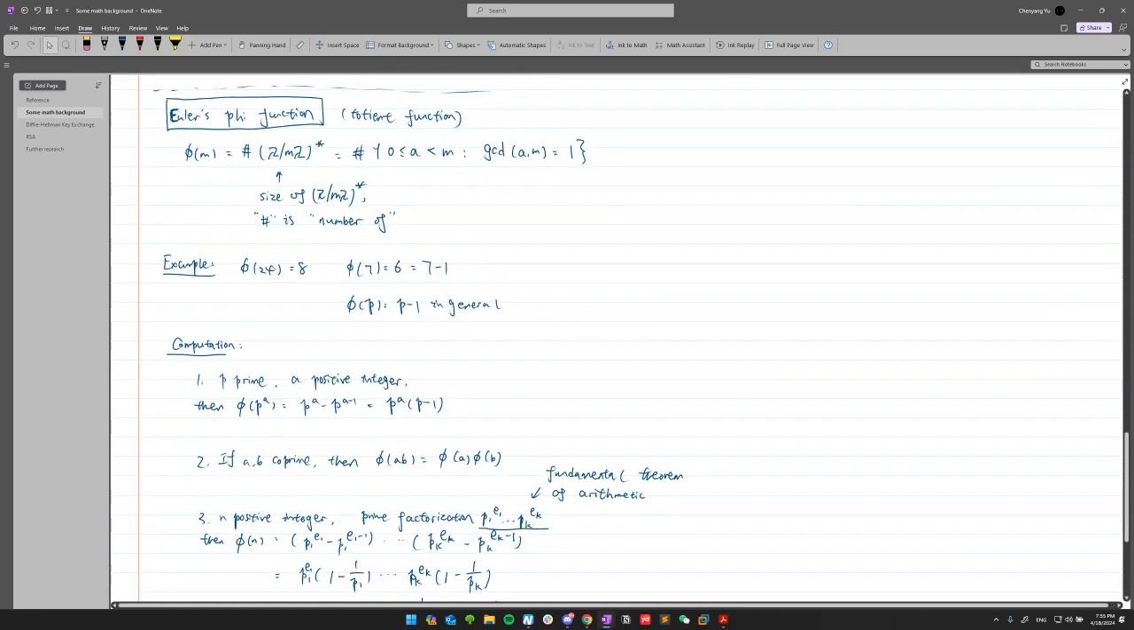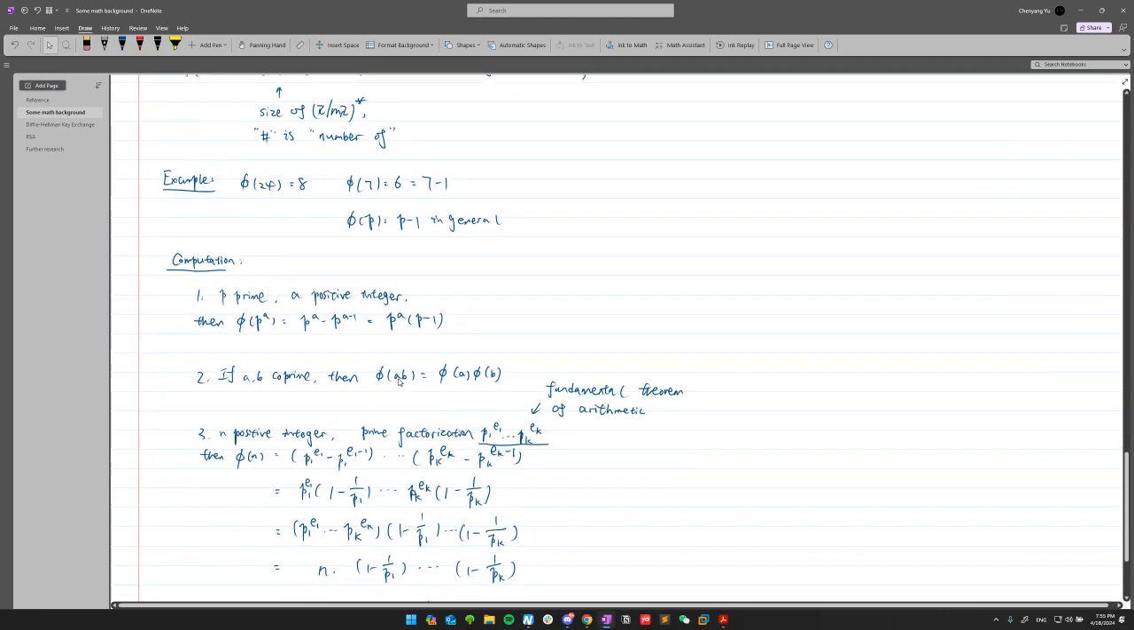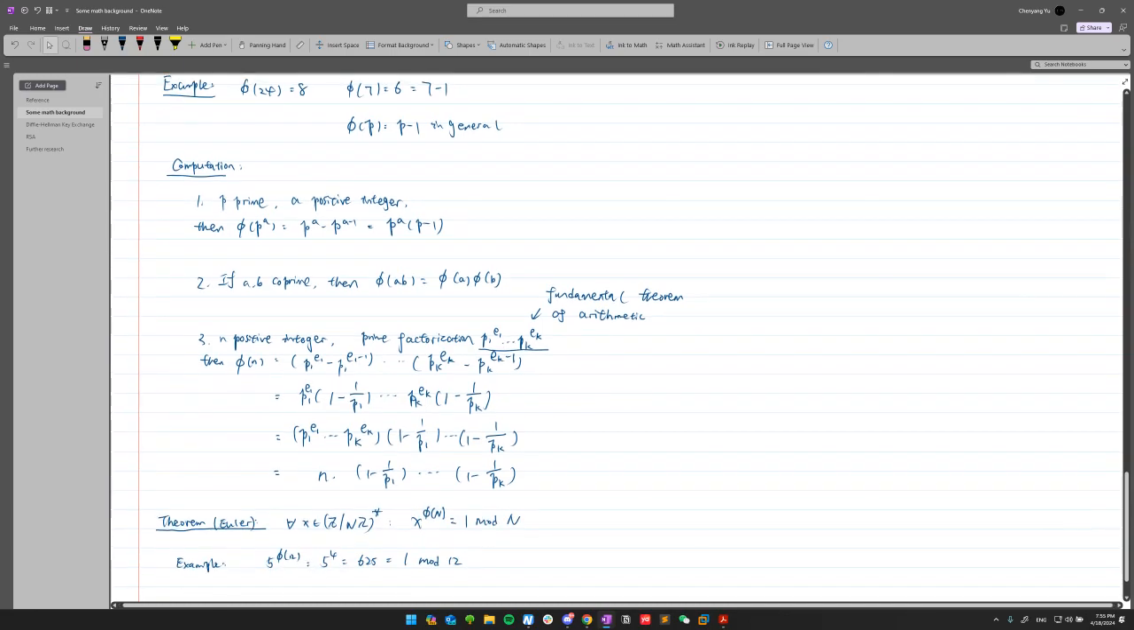Okay, so for example, if we take a prime and b prime, we have phi(pq) equals (p minus 1) times (q minus 1). That one is used in RSA, right? For a more general case, by the fundamental theorem of arithmetic, you can factor any integer into the product of prime powers. So the theorem implies you can factor everything.